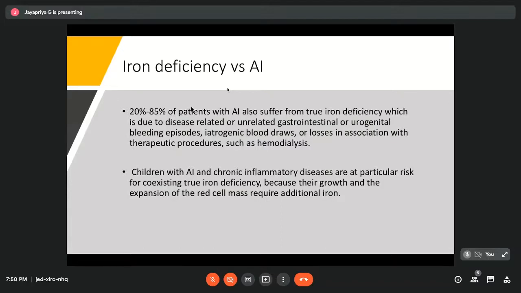Now, more important is to differentiate anemia of inflammation from iron deficiency anemia. It is known that about 80% of patients with anemia of inflammation will also suffer from true iron deficiency anemia. That is because of disease-related or unrelated GI bleeding or urogenital bleeding, or because of multiple blood draws for the treatment of the primary condition, or because of other therapeutic procedures like hemodialysis. Particularly, children are at increased risk for developing coexistent iron deficiency because they have a higher requirement of iron for rapid growth.